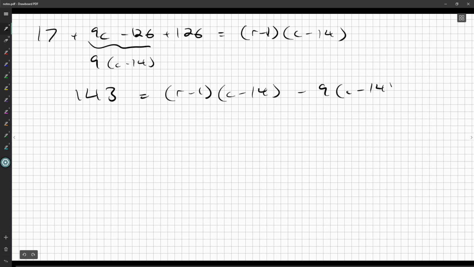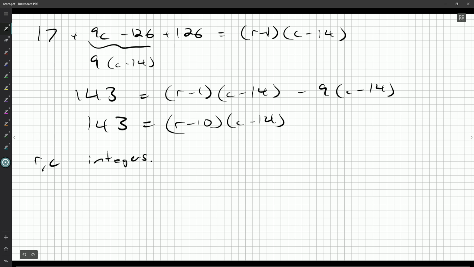And you get c minus 14 here. Well, now this turns into r minus 10, c minus 14. You do r minus 1 minus 9. And now we have a much nicer equation, and we can actually take advantage of the fact that r and c have to be integers.